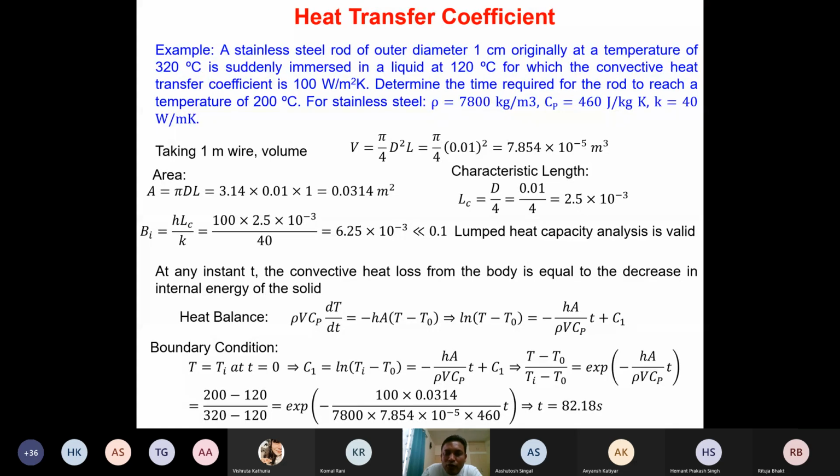Okay. Are you looking for a practical example or a numerical example? Can you please specify? Practical. Okay, so this is one of the examples like this.